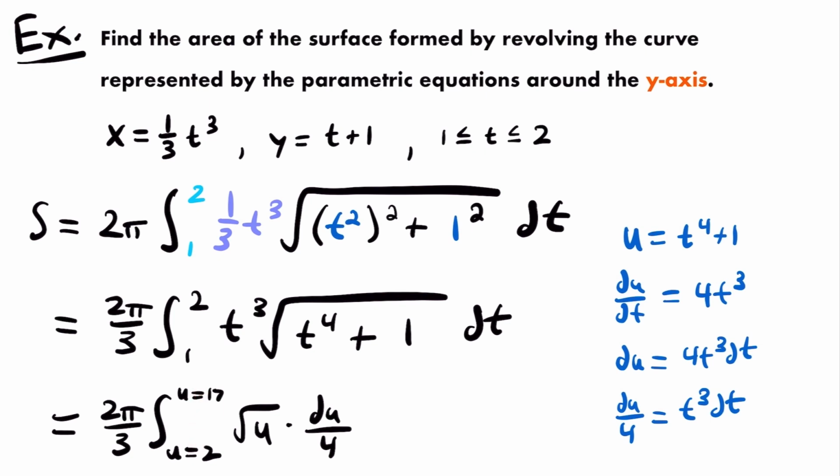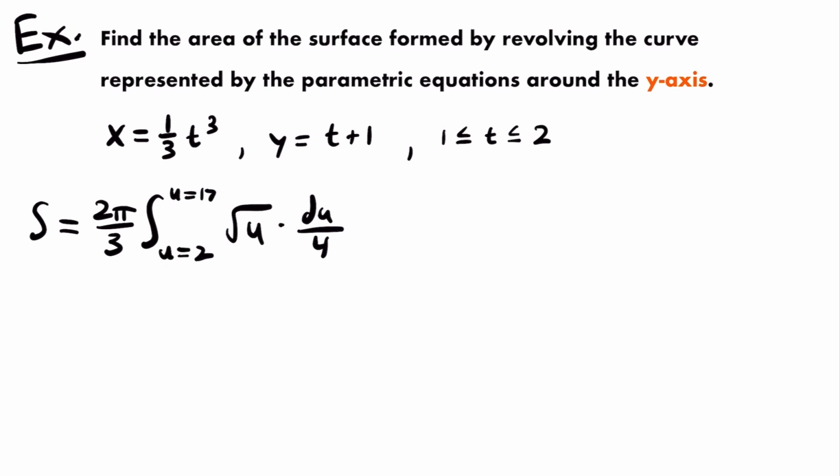All right, and so now our next step is to simplify this integral a little bit, and then we can use one of our integration rules to solve it. The first thing that we can do to simplify this is pull this 1/4 out to the front of the integral. So we'll have 2 pi divided by 3 times 1/4. And so we'll just end up multiplying the denominators of 3 and 4 to get 12.